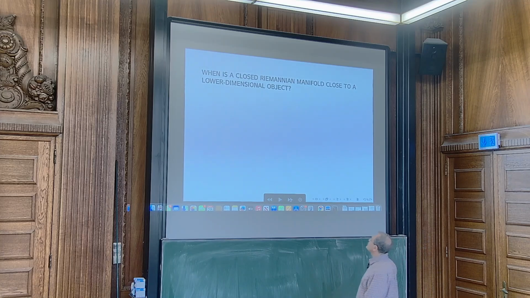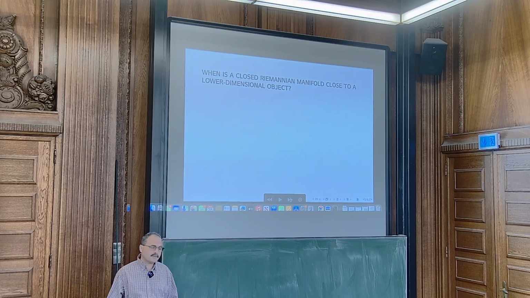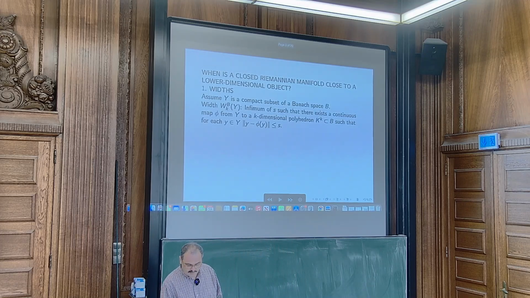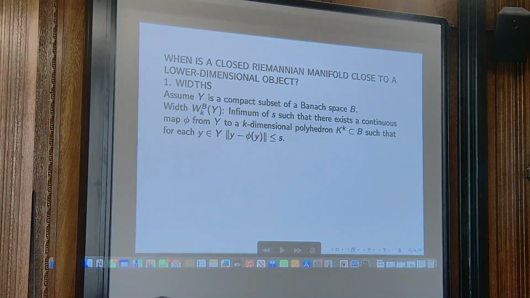Right, so basically maybe the starting point for the talk is the following very general and innocent-looking question. When is a closed Riemannian manifold close to a lower dimensional object? Of course, in the spirit of this conference, one could ask this question also for metric spaces, and we are going to do it later. All right? And so there are essentially two ways. I mean, what do I mean by this question?